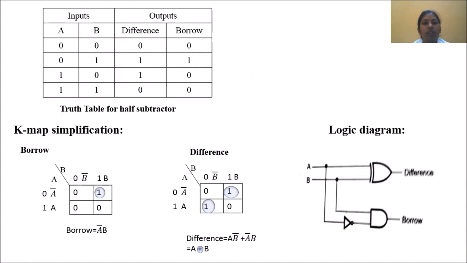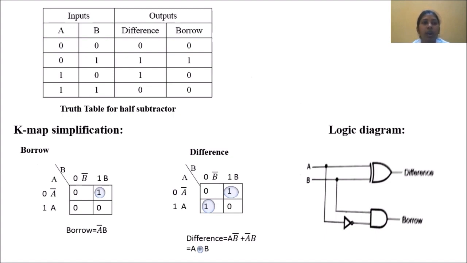So the truth table of half subtractor is shown. So 0 minus 0, difference is 0 and borrow is 0. 0 minus 1, we have to borrow 1, so that we can make the 0 as 10. So that 10 minus 1 will result in 1. So that difference is 1 and borrow is 1.